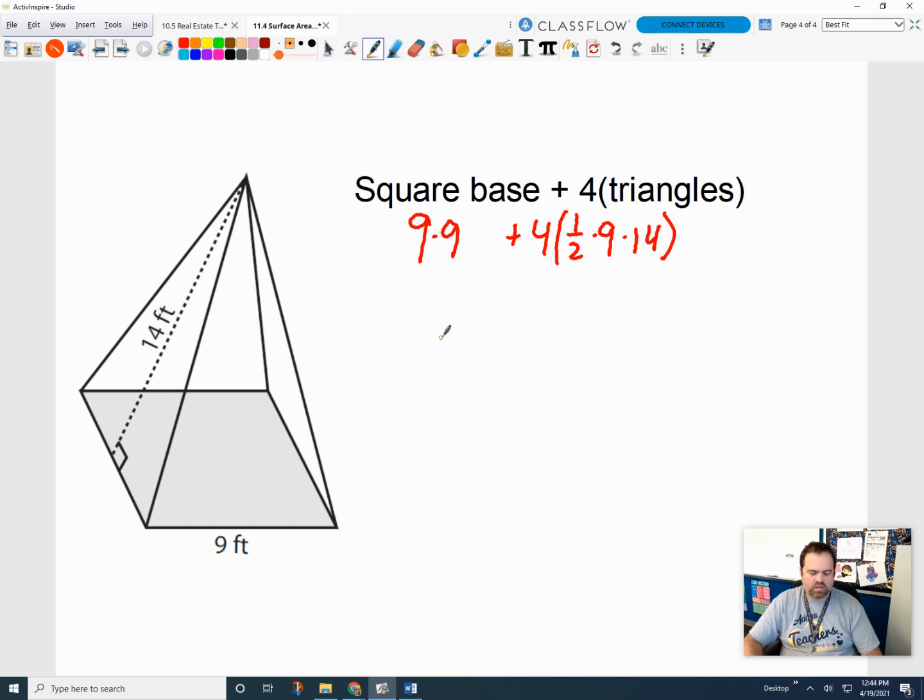So, 81 plus the triangles gives 405 square feet. Okay, that's it, guys.